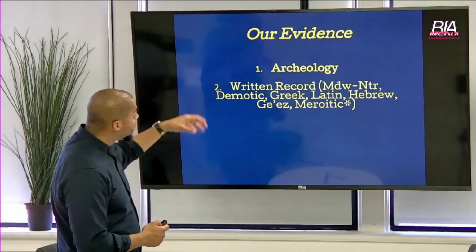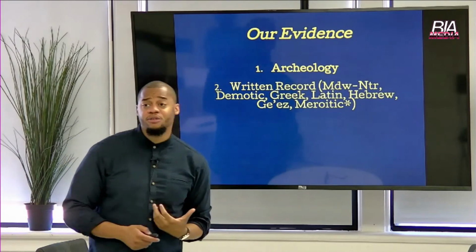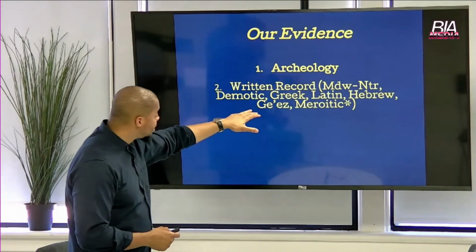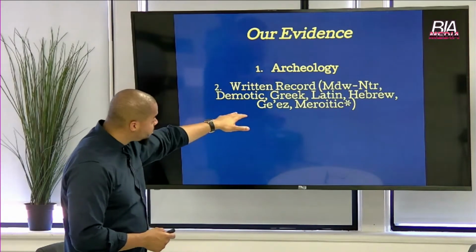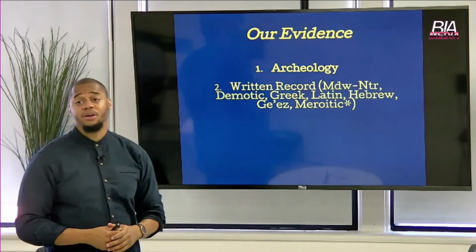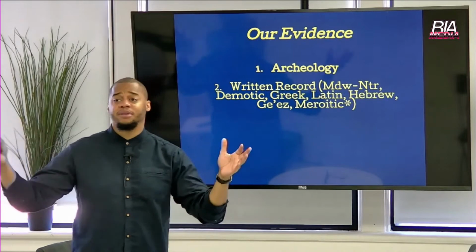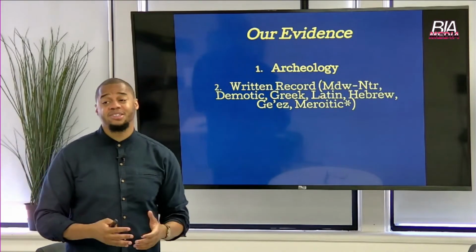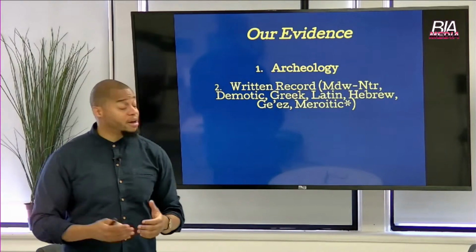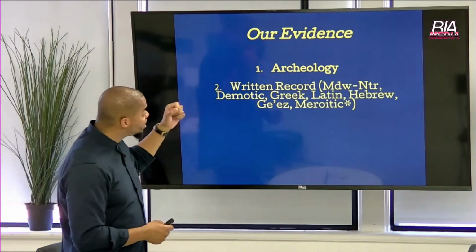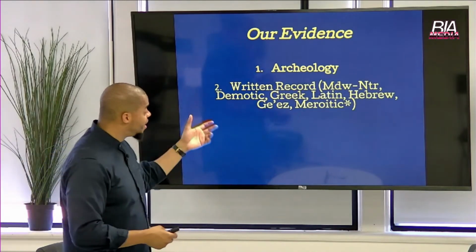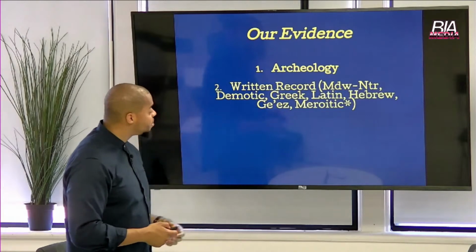So, archaeology and the written record. When we talk about Nubia, we can learn about Nubia from the ancient Egyptian writing about Nubia, the Greeks wrote about Nubia, the Romans wrote about Nubia, the Hebrews wrote about Nubia, or Cush. And in the Bible, Cush is named almost as much as Egypt. Egypt is named the most in the Bible. Cush is named a good amount as well. The ancient Ethiopians in what's now modern Ethiopia wrote about Cush and Ge'ez. And then we have the Meroitic script, which I explained before.